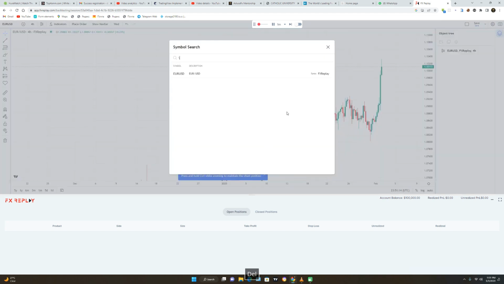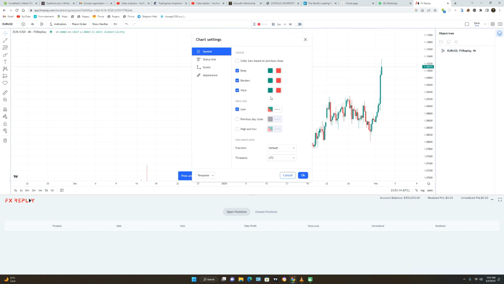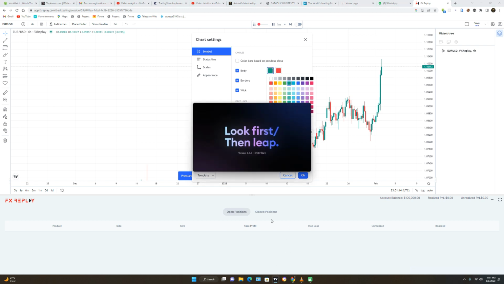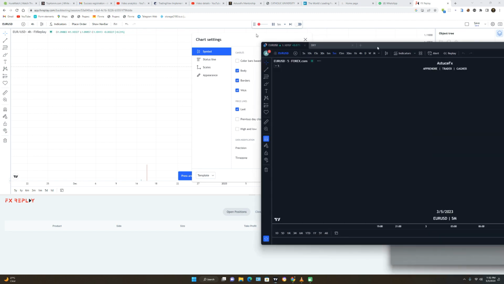So what I will be doing right now is I'll try to customize. Can I do that? No way, I can literally do that. Okay, so now let's make it more of an AstuceFX chart. Let me open my TradingView and let's do that. So I'm setting up right now, and if you guys like it, you can also try to get one for backtest sessions.